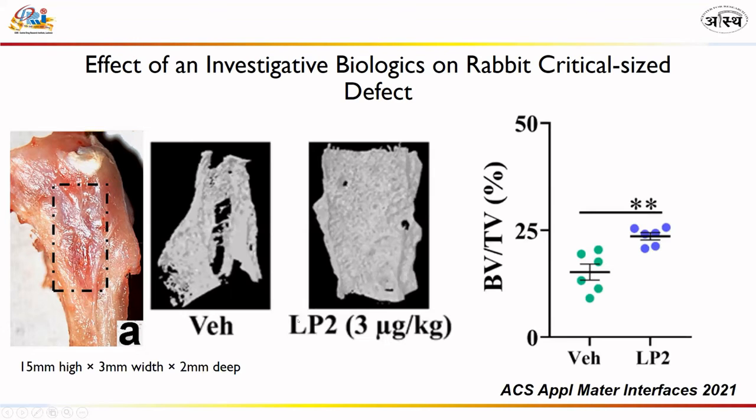In this case, a lactoferrin-derived small peptide was used as a treatment. And after 45 days, when we sacrificed the animals and did the scan, the vehicle group had this volume of bone regenerated at this site versus this is the response to LP2. So BV/TV was significantly increased with LP2 treatment.